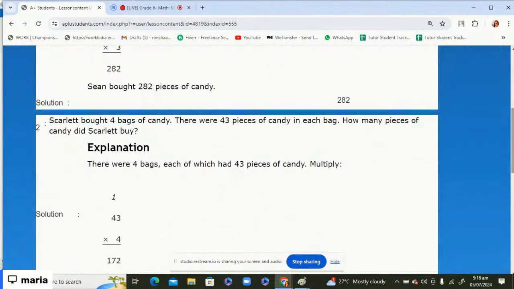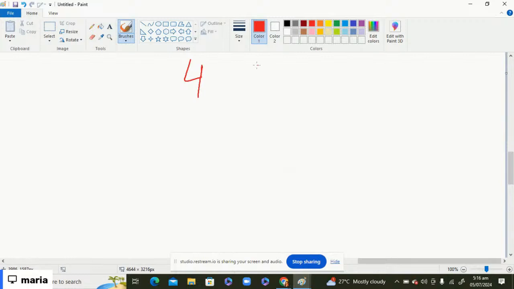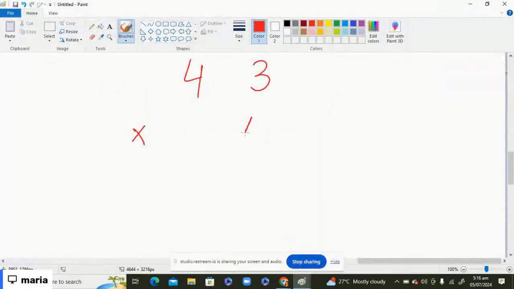Scarlett bought 4 bags of candy. How many total bags of candy? 4 bags of candy. Okay. There were 43 pieces of candy in each bag. Then how many pieces of candy did Scarlett buy? There were 4 bags total, each of which had 43 pieces of candy. So let's just write 43 pieces of candy, and the total bags are 4. Okay.